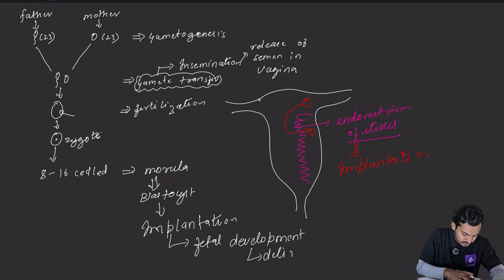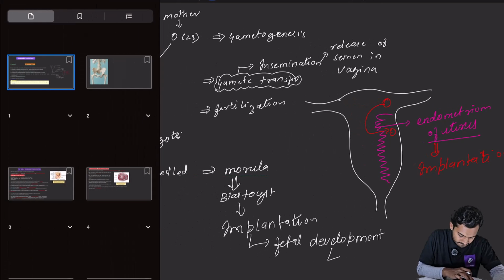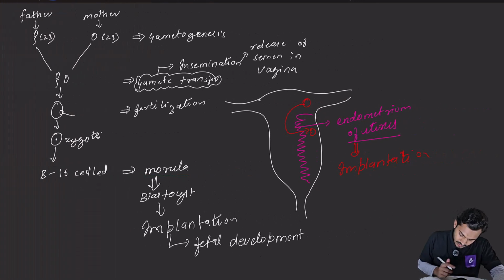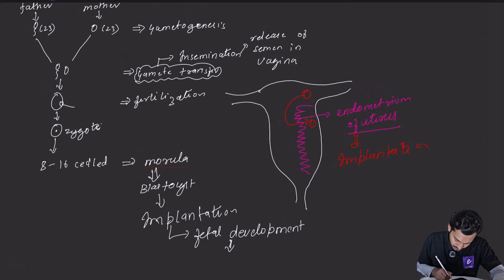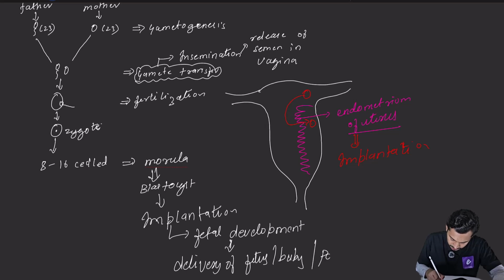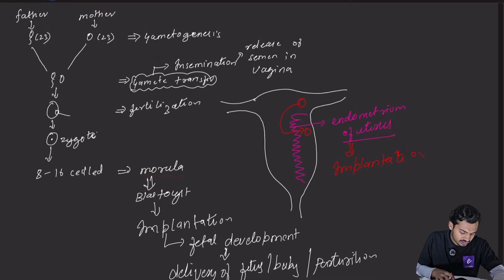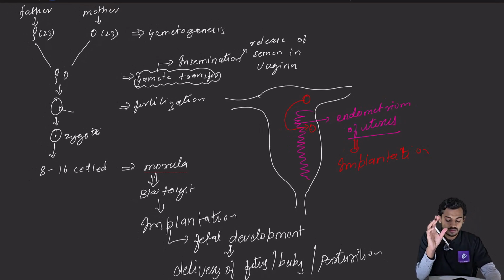That is called as delivery of fetus or baby, or parturition. So understood? So these are the steps which occur in human reproduction.